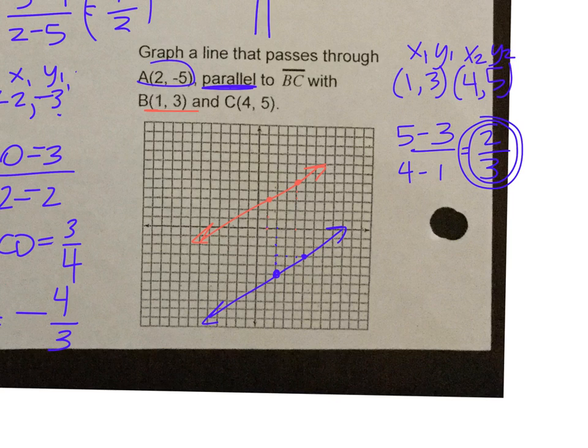Slope is kind of screwy because you rise over run when you do slope, but when you plot points, you always go the X direction and then the Y direction. Don't let that confuse you.